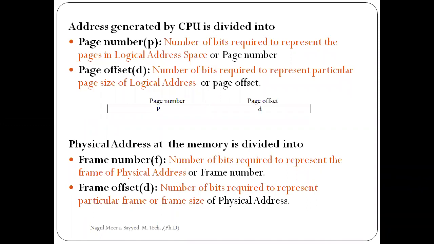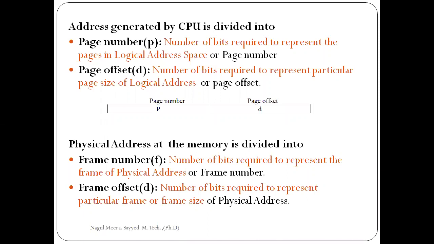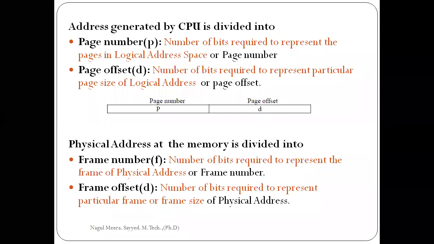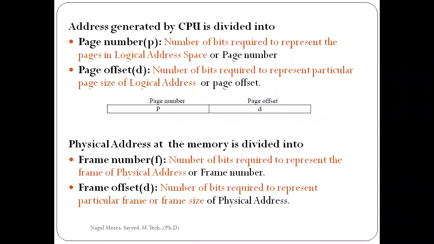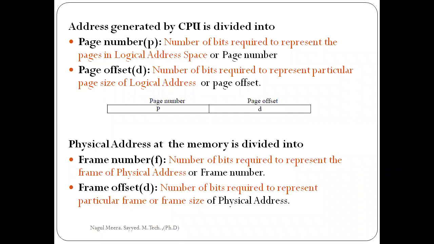Now what is the meaning of page number? Simply here, page number is the number of bits required to represent the pages in logical address. If the definition is a bit difficult, page number is nothing but number of the page. At the logical address, how many page numbers are generated.